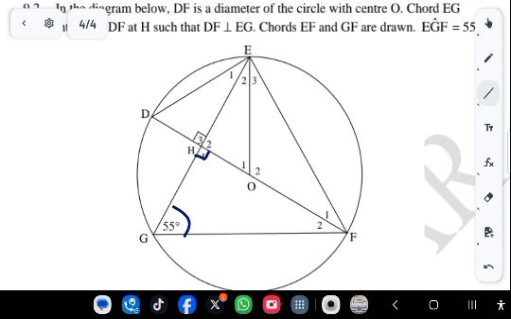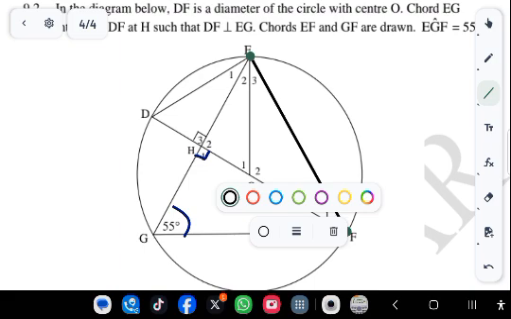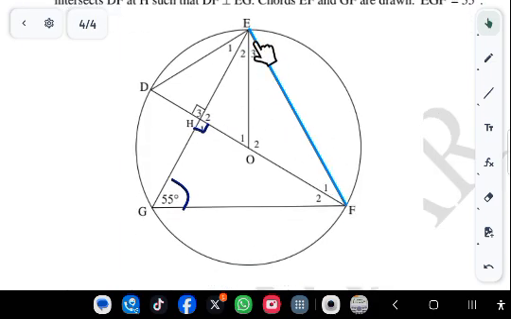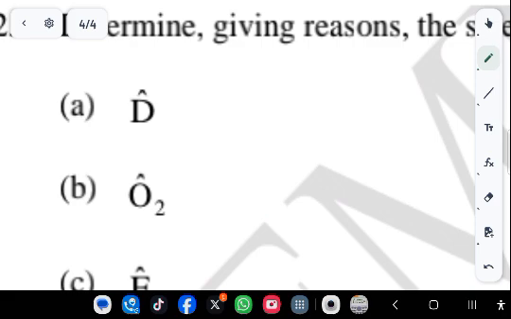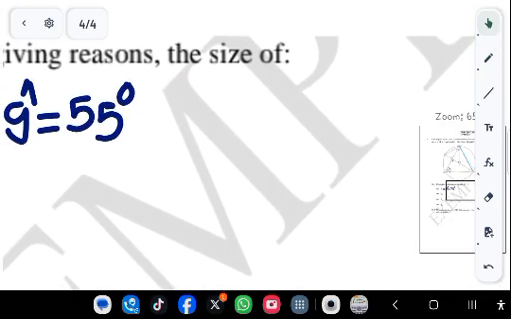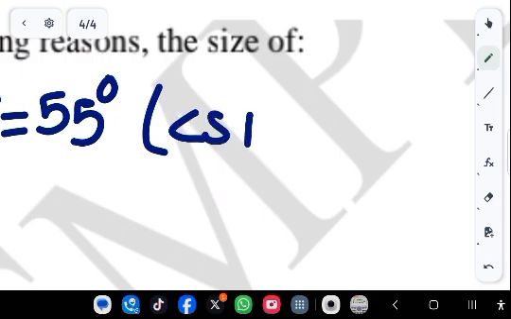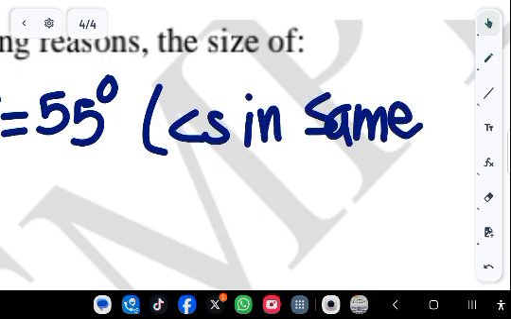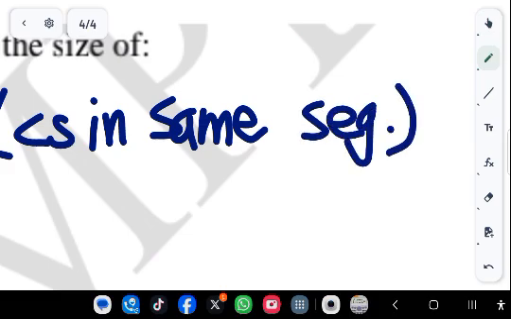Notice that angle D is subtended by the same chord. It is subtended by chord EF, and EF also subtends angle G. So therefore angle D is equal to angle G, which is equal to 55 degrees. Is that angle G? Yes. And the reason is angles in the same segment.